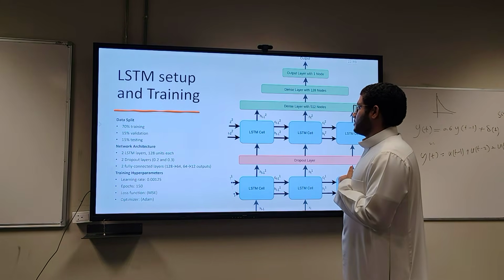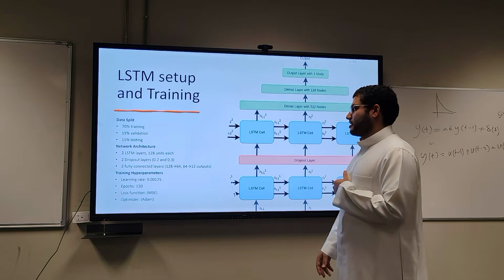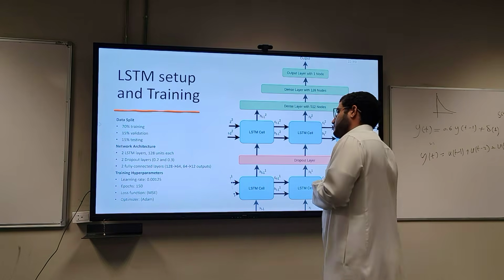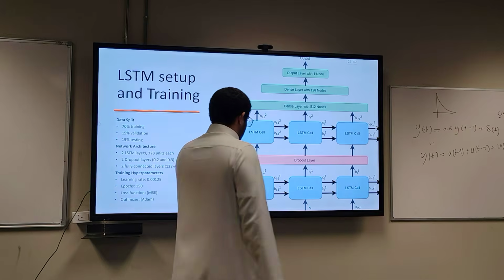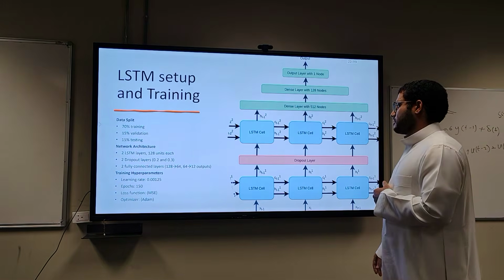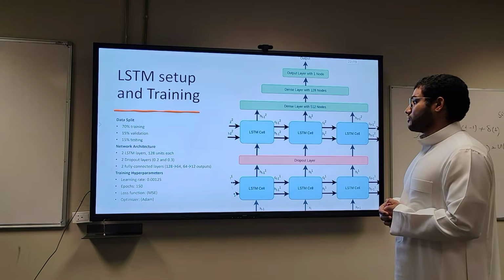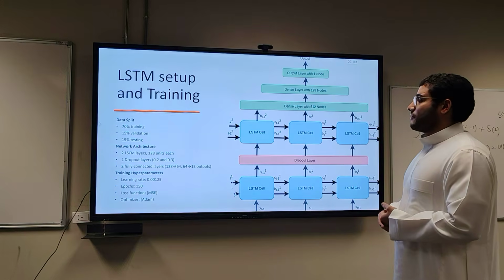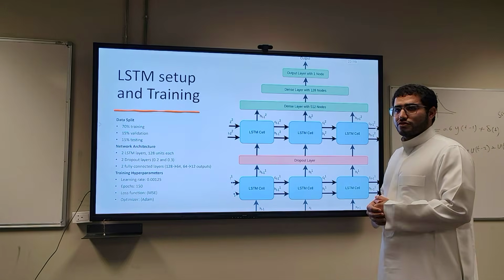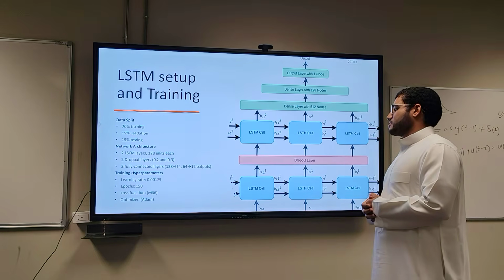The LSTM setup that we used is we split the data first into 70% training, 15% validation, and 15% testing. This is an example just to show you the network layers. We have 2 LSTM layers with 128 units each, and in between we have dropout layers with rates of 0.2 and 0.3. After that, we have two fully connected layers that convert from 128 neurons to 64, and then from 64 to 12 outputs, which are our states.